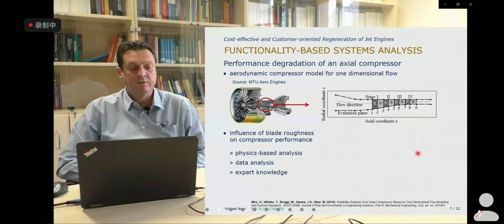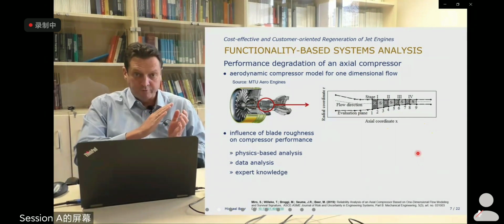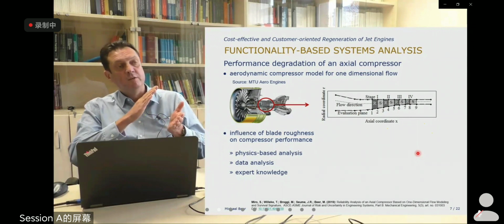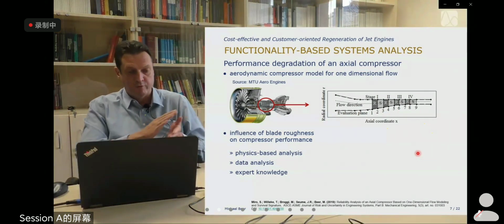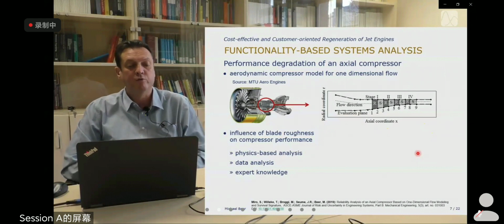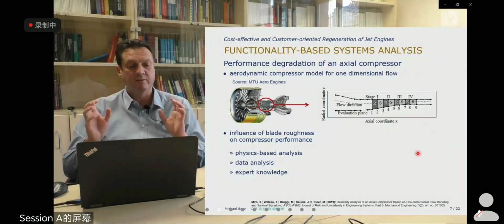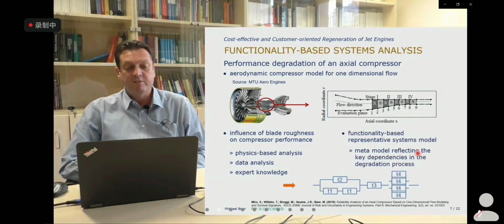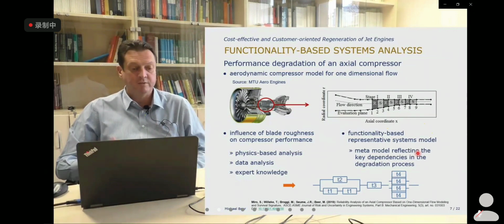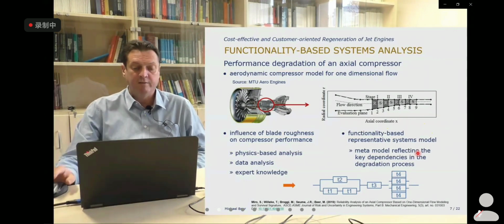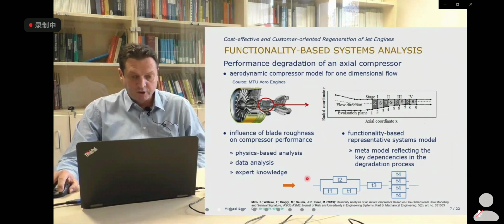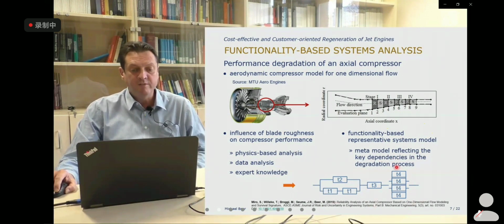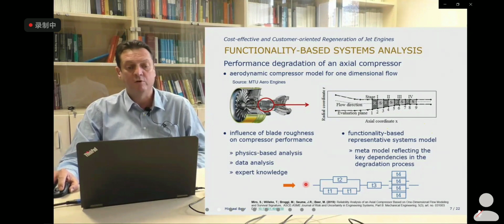All these three components basically describe the key influence we are interested in. In our case, this was the dependency between the blade roughness, which reduces basically the airflow through the turbine if we have a very rough surface, and the performance of the compressor. So we investigate the dependency of the compressor performance on the blade roughness. Based on the initial analysis combined with data and expert knowledge, we identified a very simplified functionality-based systems model which describes basically the performance of our compressor dependent on the surface roughness of the blades.